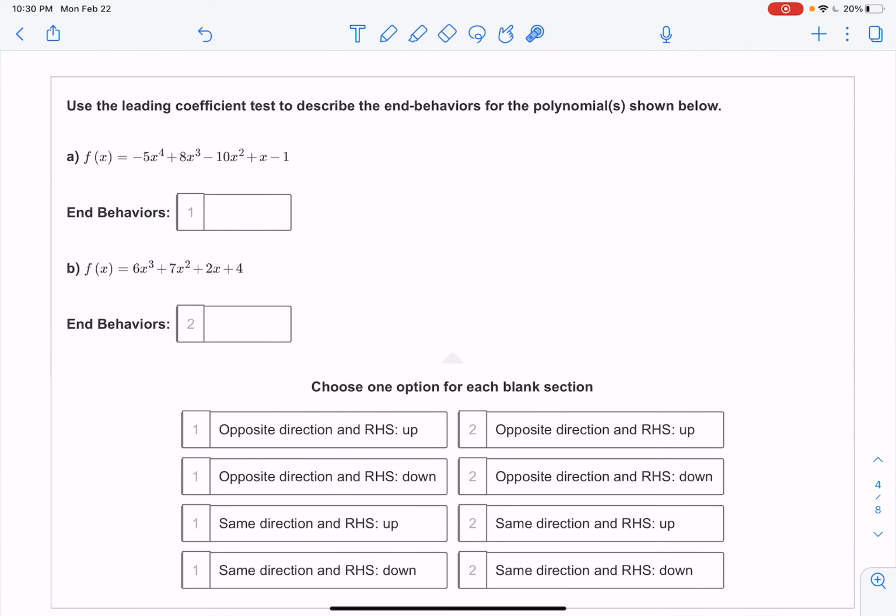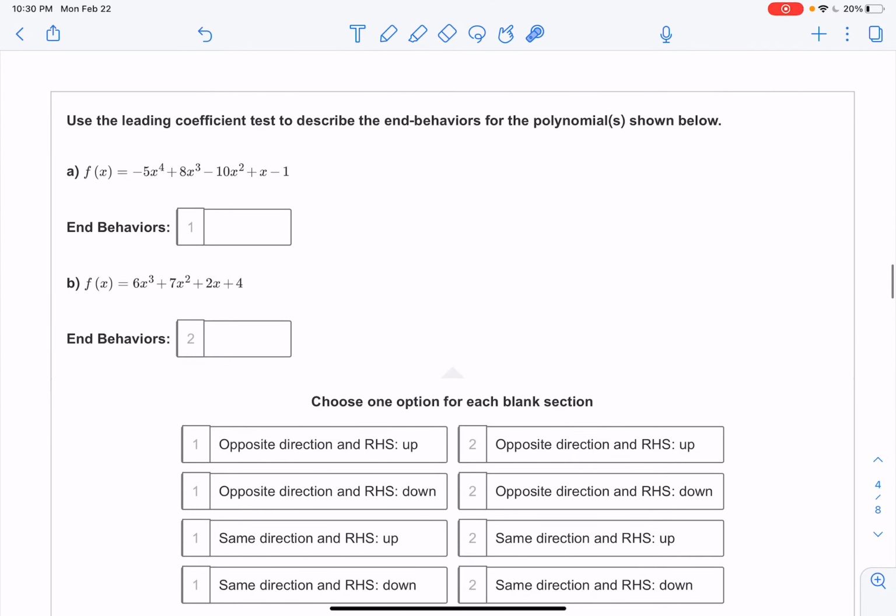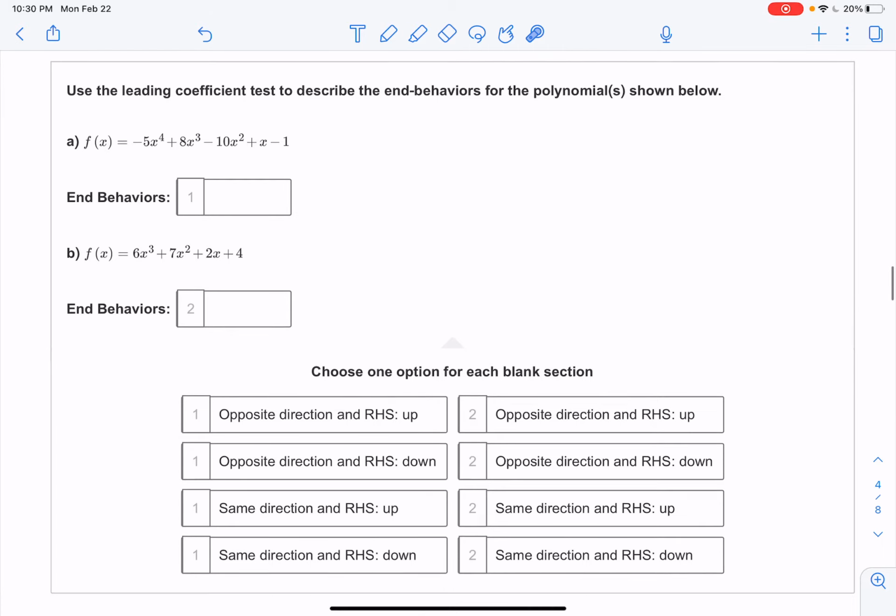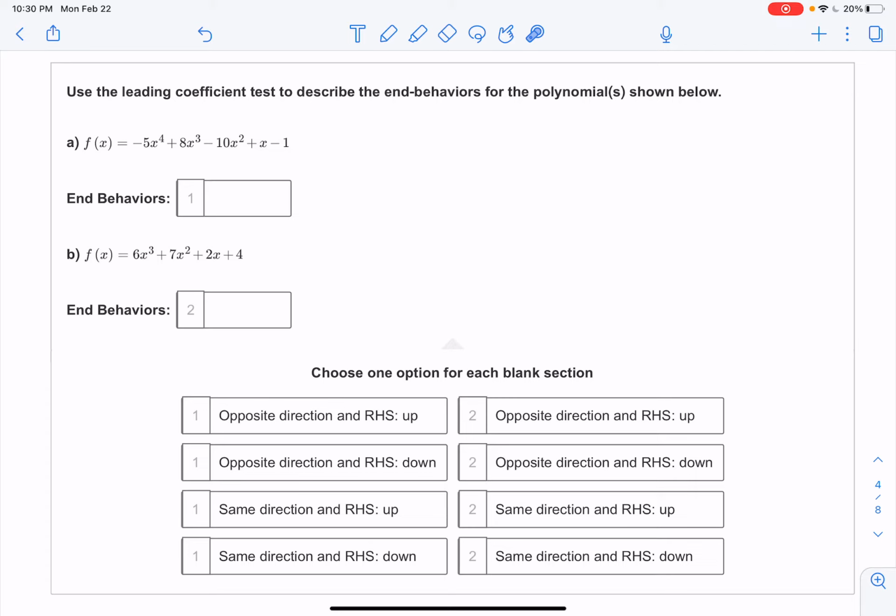Okay, so next, what number is this one? Question 3. Use the leading coefficient test to describe the end behaviors of the polynomials shown below. Okay, so here remember we're looking at the end behaviors. Are they going to be in opposite or same directions? And here you have your options. This is a drop down, so you can drop down and pick the correct one. This is just listed because it's printed.